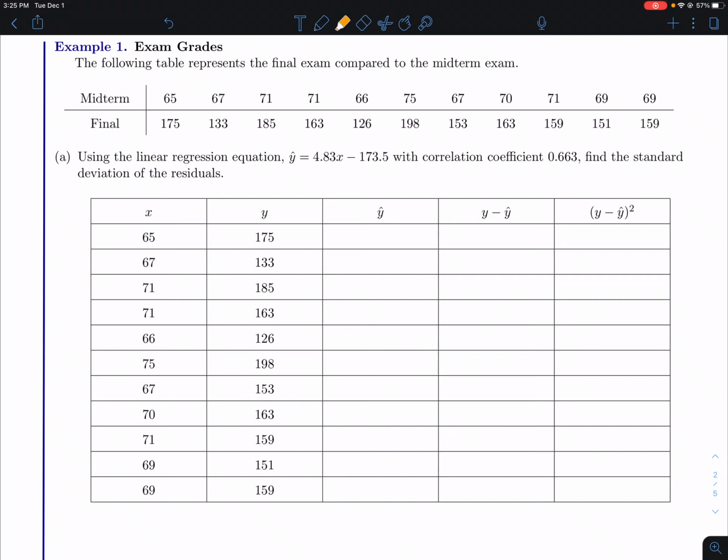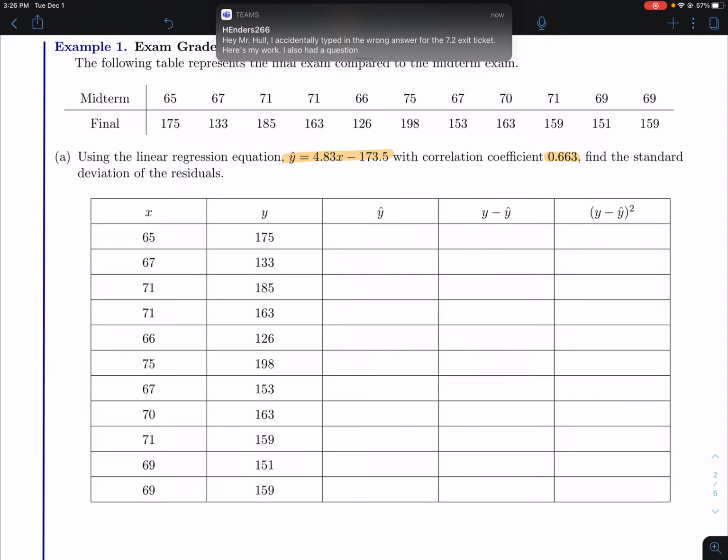Our linear regression equation is 4.83x minus 173.5 with a correlation coefficient of 0.663. We'll need that later, not for the calculation, but so we can compare the new R value we get. We're not going to use that right at the moment.